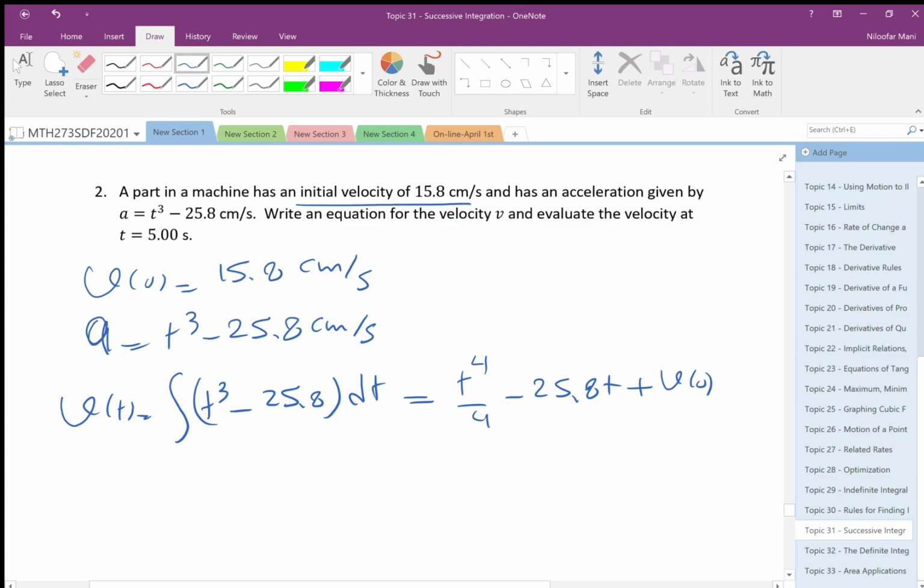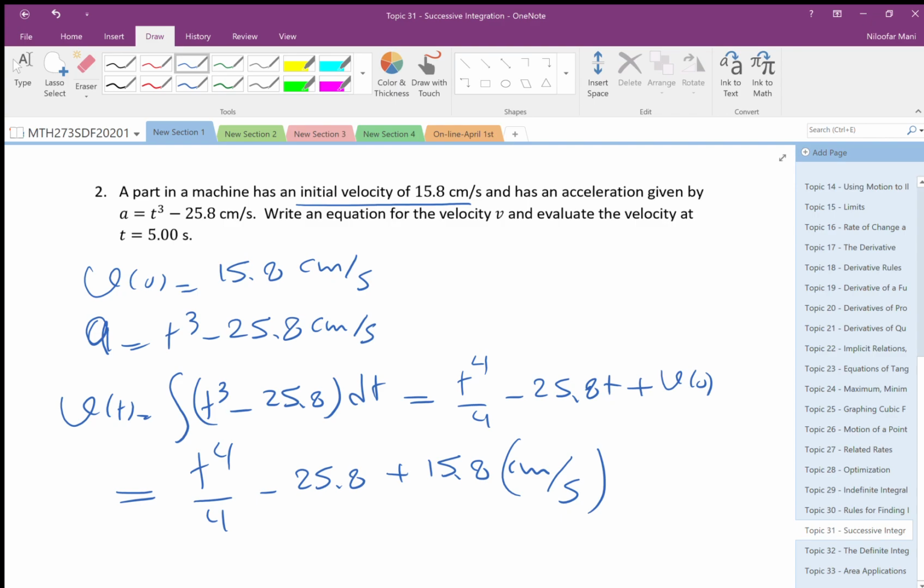What is v0? It is given to you. Okay, so it is t power 4 divided by 4 minus 25.8 plus 15.8 centimeter per second. Okay, this is centimeter per second. So here the acceleration is centimeter per second squared. Okay, this is missing in the question. The question is wrong. Okay, centimeter per second squared.